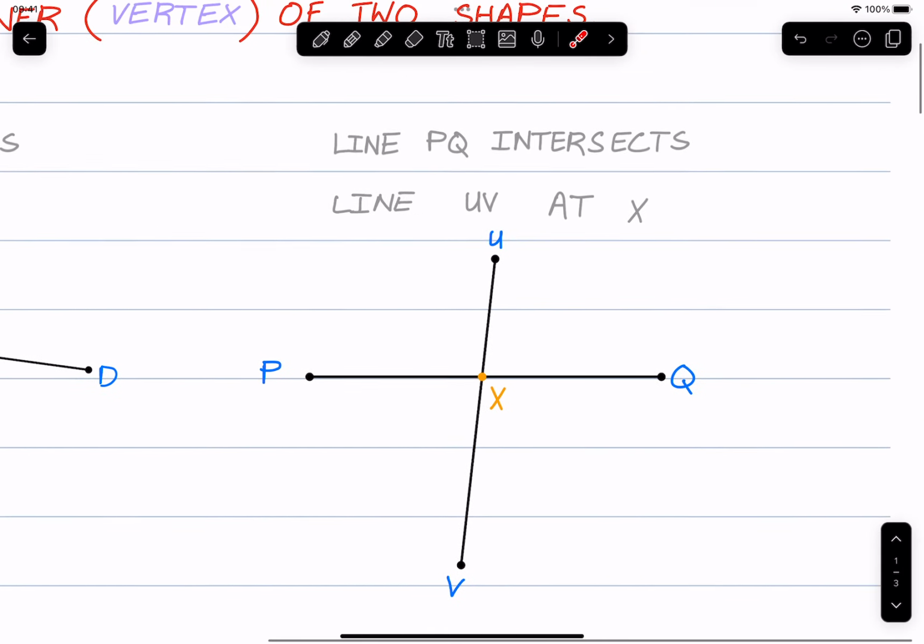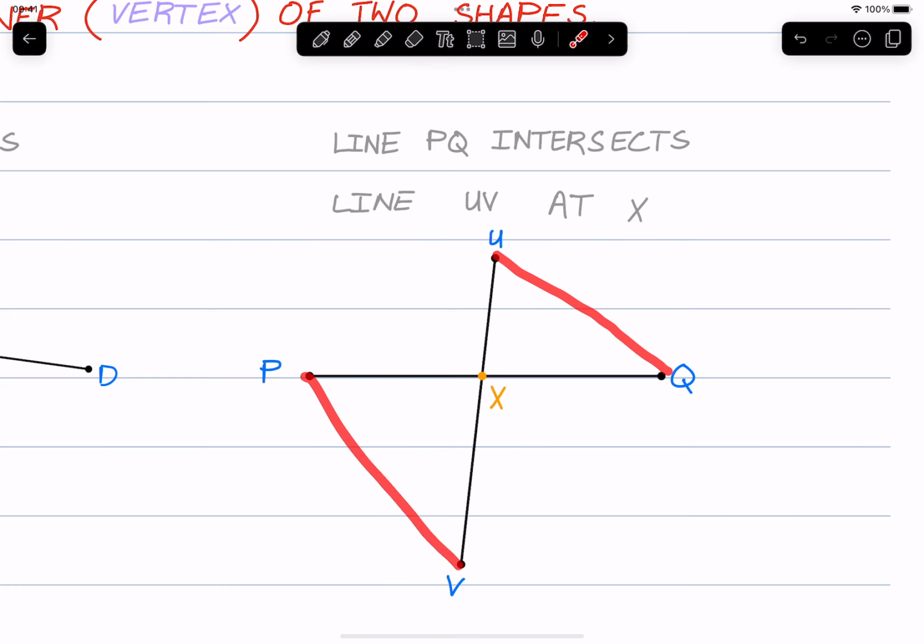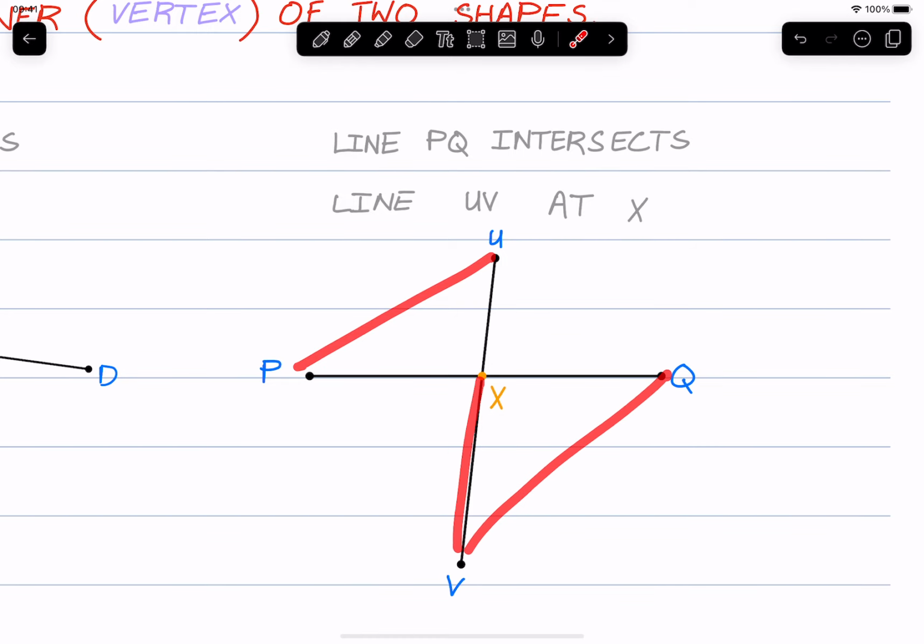Likewise with PQ and UV, they intersect at point X. And once again, you can imagine there being two triangles like this. And point X is just the corner or the vertex of those two triangles. You could also imagine it going this way if you really wanted to.